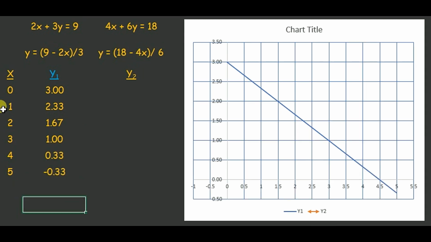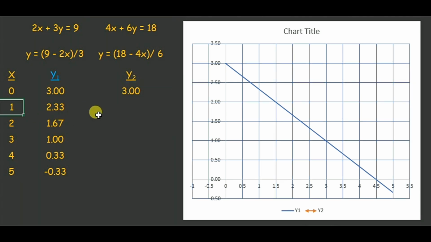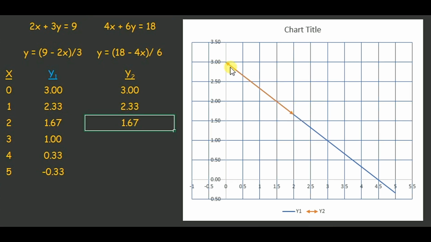Let's replace this x with these x values. x is 0, y is 3. x is 1, y is 2.33. x is 2, y is 1.67. You can see this is the orange line representing this y2. This line started at the same point where this line y1, the blue one, started, and is running on the same line, which means the orange line is running exactly on top of the blue line.